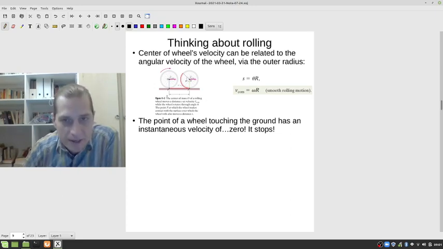If you were going to guess, and I gave you the angular speed and the radius of the object and said, tell me how fast the bicycle wheel is going, you probably would have guessed this. But I do want to caution you that there are some dragons hiding in this territory. The point of the wheel touching the ground has an instantaneous velocity of 0. It stops. Now, when I claim that, it might seem very weird, because clearly the top of the wheel is moving. How can it be that the bottom is not moving?